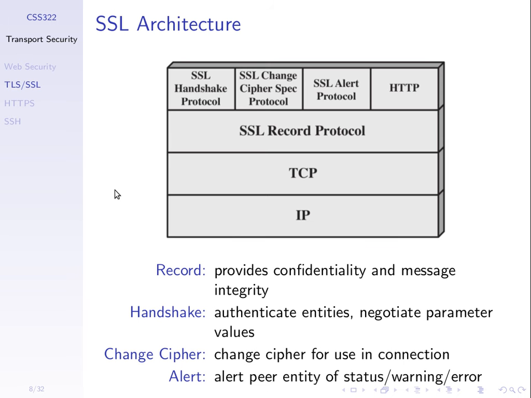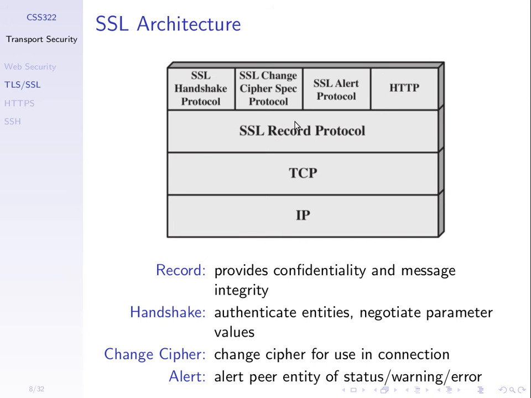So SSL is actually broken up into two sublayers. We have IP and TCP. These two layers are part of SSL, and above that, not shown in this diagram, is the application layer. We will use HTTP as the example of the application, but other applications can be used as well. It's not dependent upon the application. Oh, HTTP is here. Okay.